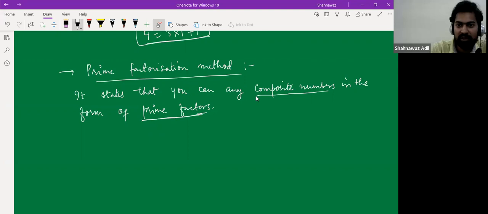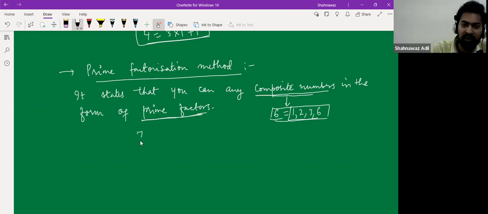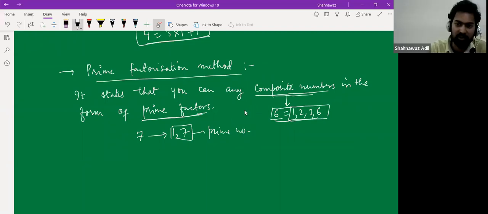But then you have composite numbers like, let's say, 6. This 6 can be divided by 1, 3, 2, and 6, so it has these factors. That's why it is a composite number. But let's say you have 7. This can be divided only by 1 and 7, so this is a prime number, right? So you already know about prime numbers and composite numbers, right?